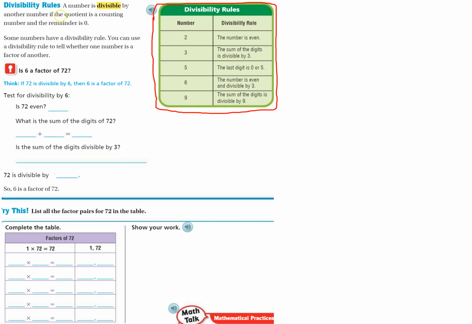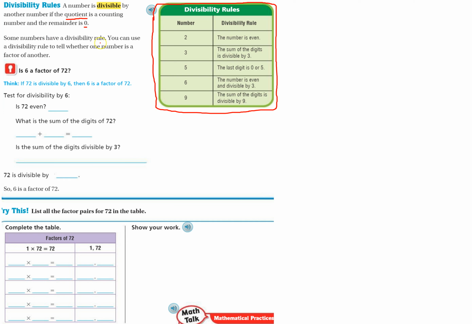Okay, a number is divisible by another number if the quotient, that's just the answer to a division problem, is a counting number and the remainder is 0. Okay, so again, like the last problem, we were looking to see if 32 was divisible by 3. Well, we counted by 3's, but we couldn't get a number where we wouldn't have a remainder, meaning we couldn't land on 32 if we counted by 3's. We'd either land on 30 or 33.